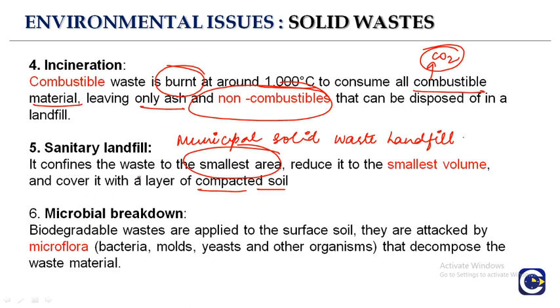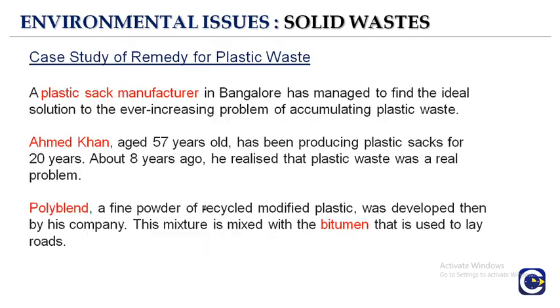Then we have the microbial breakdown process. So what happens in microbial breakdown? The biodegradable waste, like I told you, can be degraded and decomposed with the help of microorganisms. It is applied to the surface soil and attacked by the microflora, like bacteria, molds, yeast and other organisms. So when biodegradable waste is applied to the soil surface, it is attacked by the microflora, which decompose the waste material in a process known as microbial breakdown. That means microbes are breaking down the biodegradable waste.